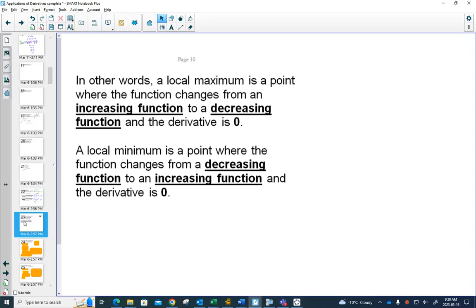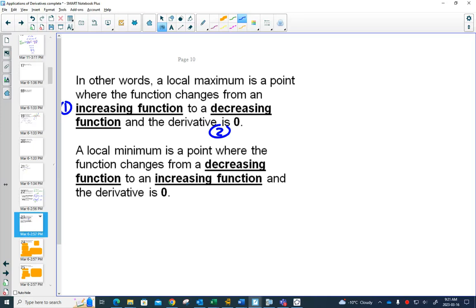In other words, a local maximum is a point where the function changes from increasing to decreasing. I'm going to put a number 1 there, and the derivative is 0. I'm going to put a number 2 there to remind you that if you forget to say one of those things, you will always lose a mark for explaining. When something says, can you use the first derivative test to explain something? It happens so much that people just give one reason. And then I'm like, oh, but it could have been a non-permissible value. You have to be more clear.